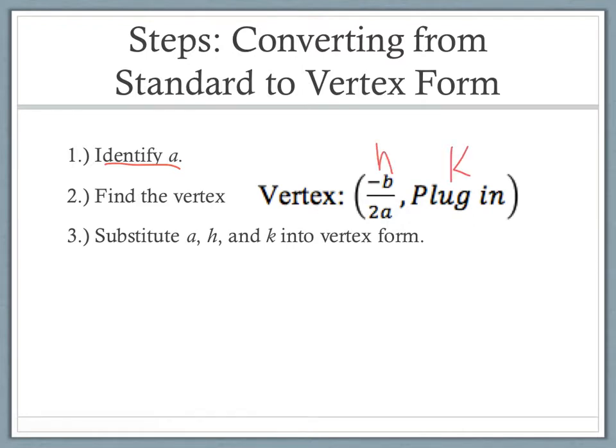All right, so once we figure out what h and k are, we can take our a, h, and k and plug them into our vertex form, which was y equals a(x minus h) squared plus k. Let's go ahead and take a look at an example.